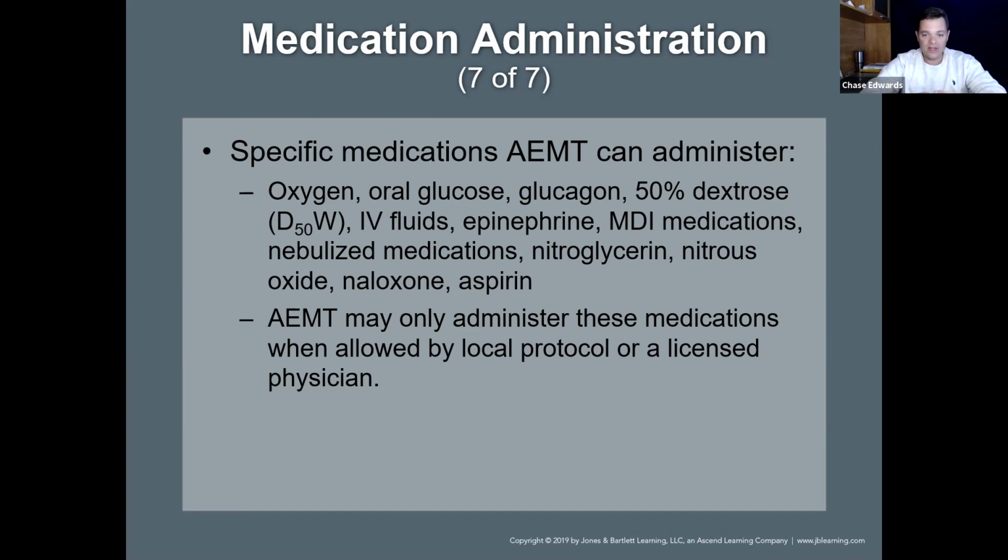Recall that you may only administer or help with these medications when allowed by local protocol or ordered by a licensed physician. That might be in your local protocol, but it is not on my list of meds.